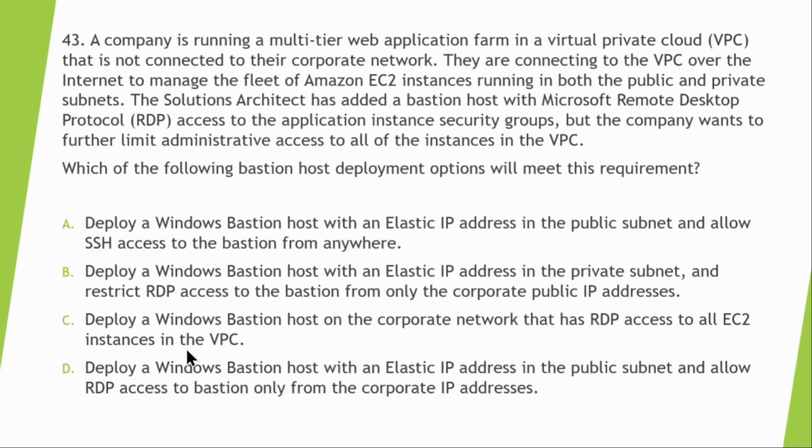Next question. A company is running a multi-tier web application farm in a virtual private cloud, that's VPC, that is not connected to their corporate network. They are connecting to the VPC over the internet to manage a fleet of EC2 instances running in both the public and private subnets. The solution architect has added a Bastion host with Microsoft Remote Desktop Protocol access to the application instance security groups, but the company wants to further limit administrative access to all the instances in the VPC. Which of the following Bastion host deployment options will meet this requirement?